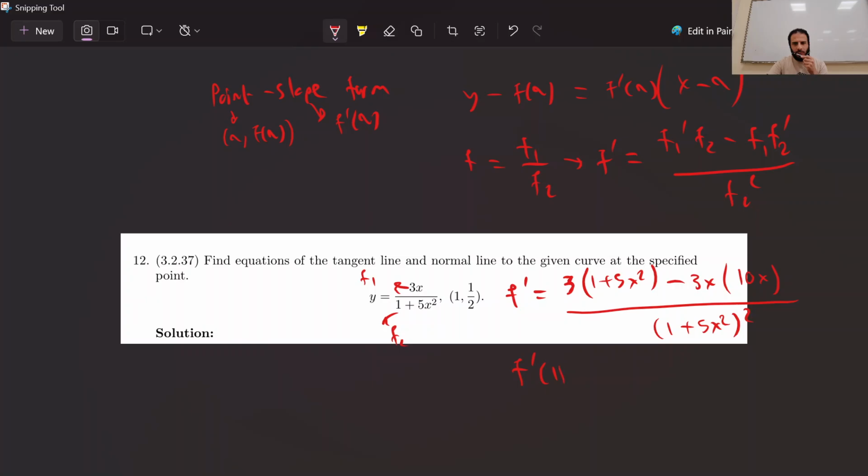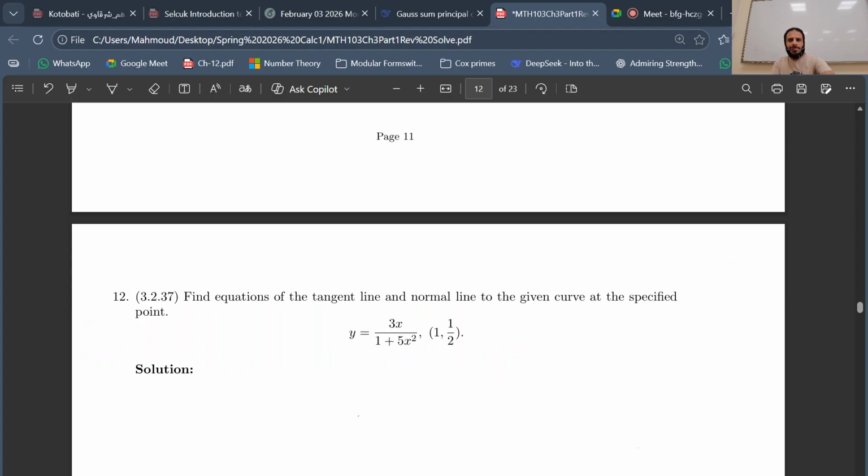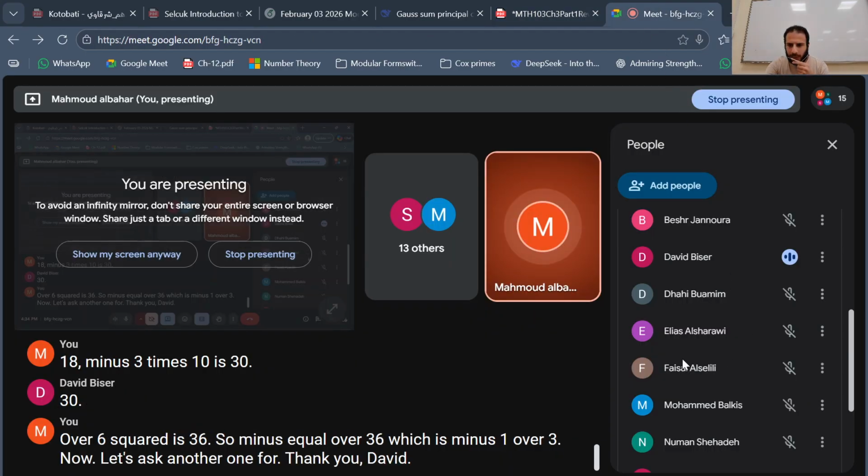Yes. So f prime of 1 equals 3 times 1 plus 5, minus 3 times 1, which is 3, times 10, over 1 plus 5 squared. So 3 times 1 plus 5, 1 plus 5 is 6, so 18 minus 3 times 10, which is 30, over 6 squared, which is 36. So minus 12 over 36, which is minus 1 over 3. Thank you, David.